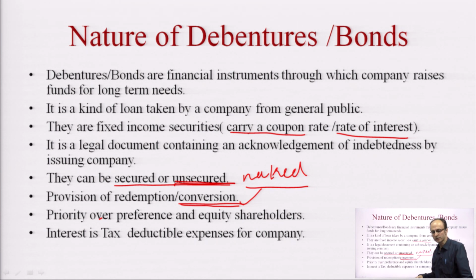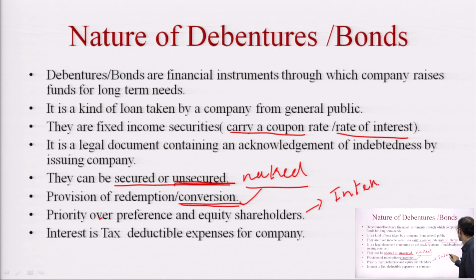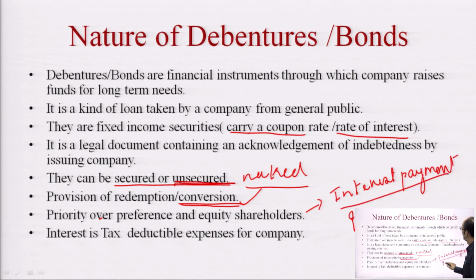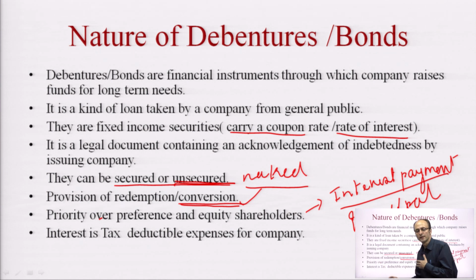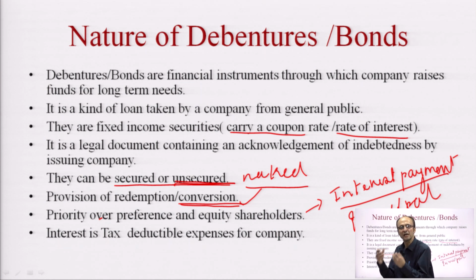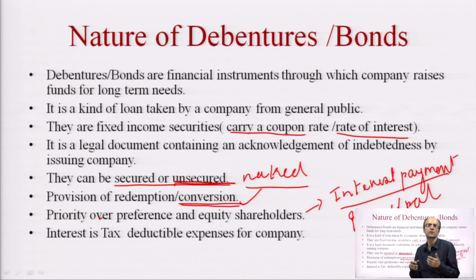Now this point relates to the point of interest payment and principal payment. Priority over preference and equity shareholders here means that if I am a bondholder, I have a right to interest. The company is due to give me regular interest payment year on year, whether the company is earning profit or not, it does not matter. The company has an obligation to pay the interest to the bondholders.